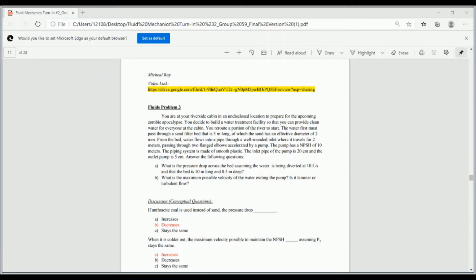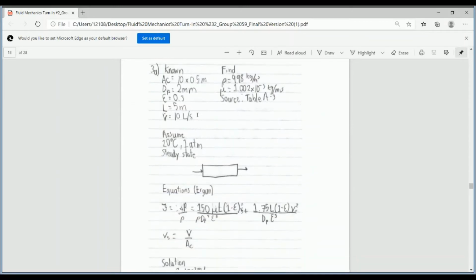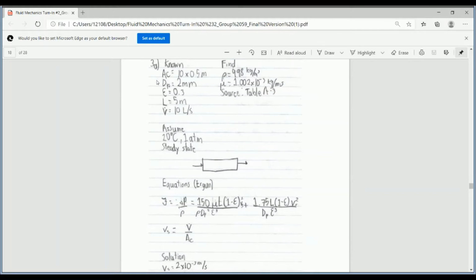Okay, so the first problem that I'm going to go through is the third problem that I made, where you are going to your cabin in the zombie apocalypse and you're going to create a water treatment facility so you can have fresh water. So to solve this problem, you have the pipes, you have the head, you have all this, and you have the information that you can find through the tables at this specific temperature.